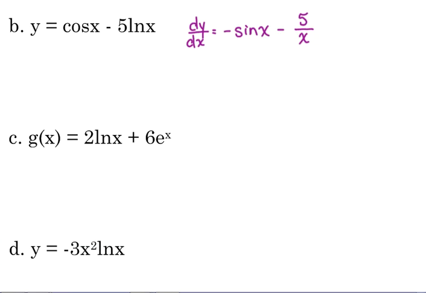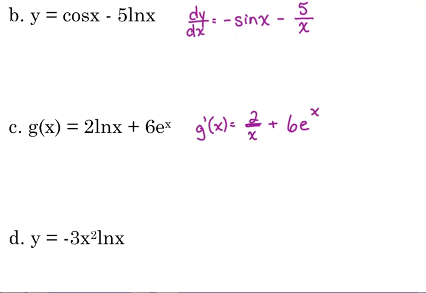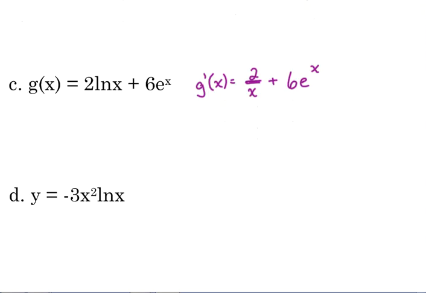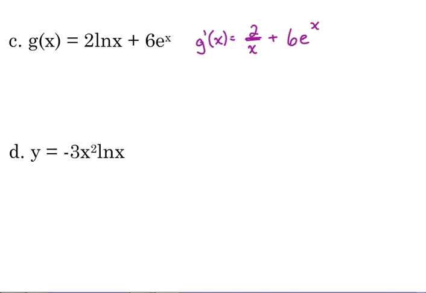Okay, we have g of x is equal to 2 natural log of x plus 6e to the x. G prime here, 2 times the natural log of x, so 2 times the derivative of the natural log of x would be 2 over x plus 6 times the derivative of e to the x, which is e to the x. There'll be stuff that we have to do past this point, yes.